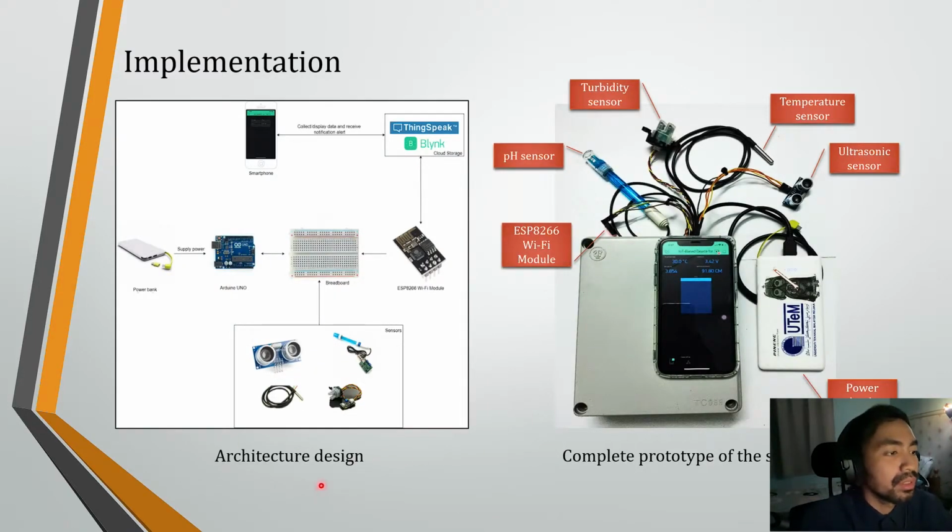Okay, this is the architecture design and complete prototype of the system. This is the ESP8266 Wi-Fi module. This blue stick is the pH sensor. This is a turbidity sensor. This is a temperature sensor. This sensor is an ultrasonic sensor, and this is a power bank to give power to this system.